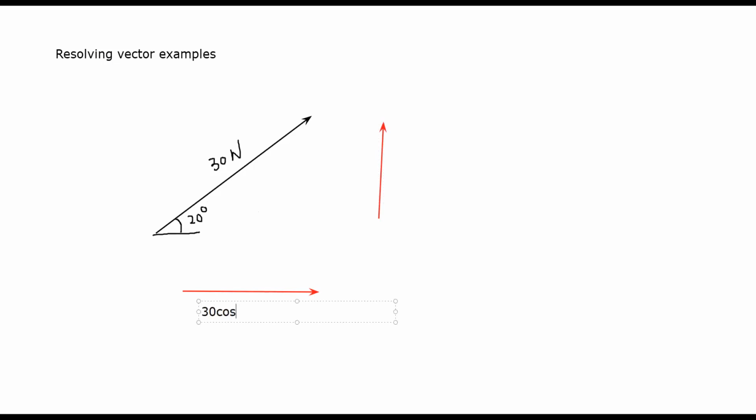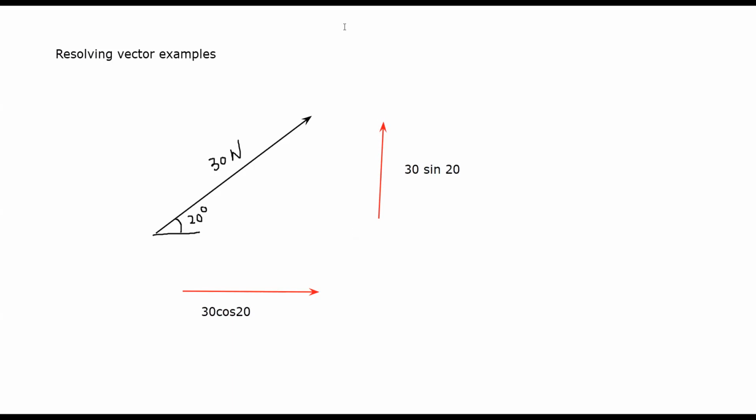So, example: a force is there of 30 Newton, and it's making an angle of 20 degrees with the x-axis. And the question is to find the horizontal component and the vertical component. So how can I find the horizontal component? What will be the horizontal component here? The horizontal component will be 30 cos 20. And what about the vertical component? The vertical component will be 30 sine 20.